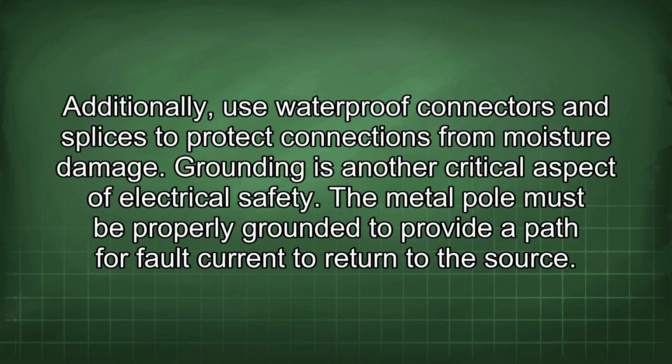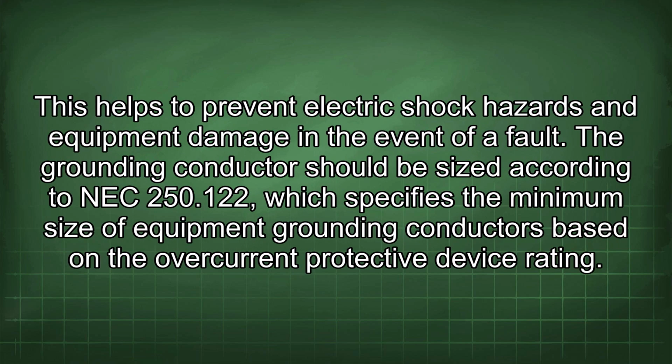Grounding is another critical aspect of electrical safety. The metal pole must be properly grounded to provide a path for fault current to return to the source. This helps to prevent electric shock hazards and equipment damage in the event of a fault.